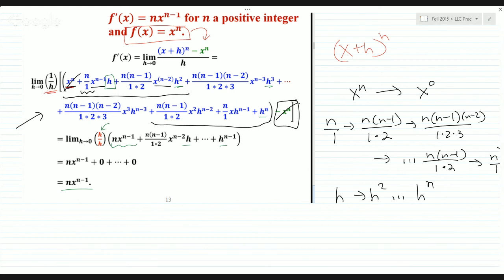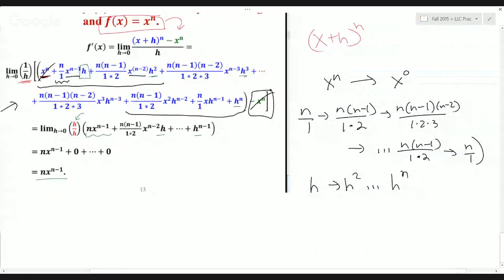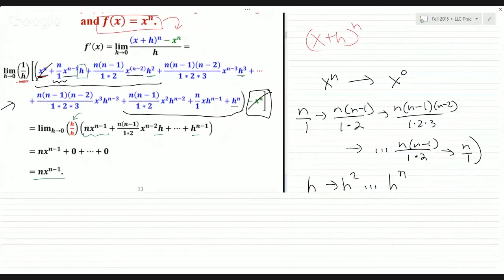So my recommendation is you understand the pattern with x's, n's and h's, and just sort of memorize that. It uses Pascal's triangle, but I'm not going to go into how that works.